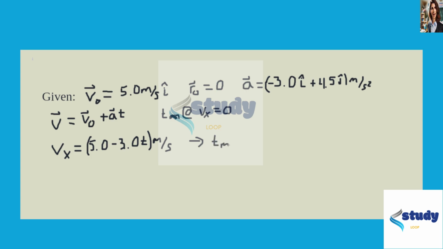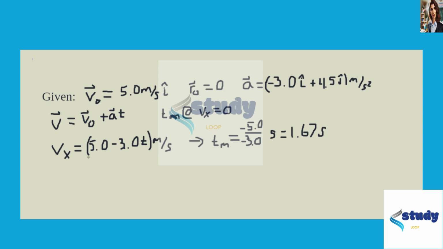So if we solve for t, v of x is 0, and this is equal to minus 5.0 divided by minus 3.0. And that's in seconds. If you calculate this out, you get 1.67 seconds. That's t max when v of x is maximum. Okay?